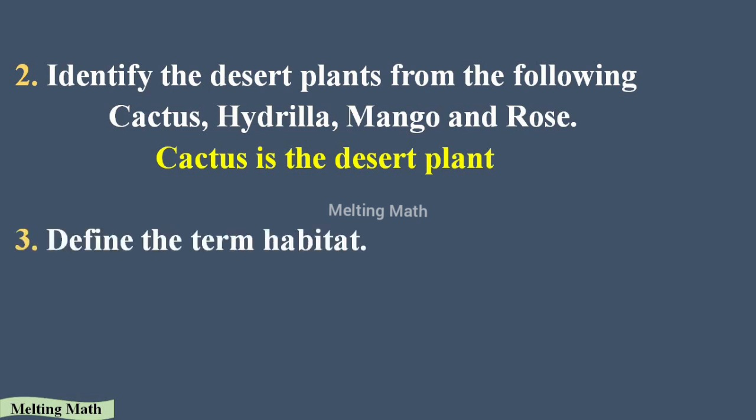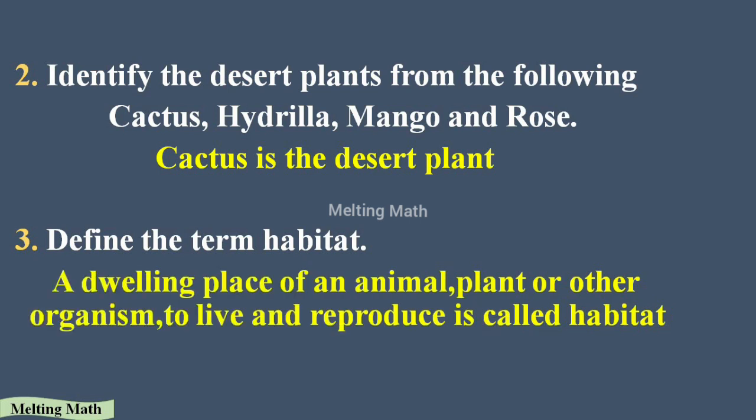Next is the third one, define the term habitat. So we know it as a dwelling place of an animal, plant or other organism to live and reproduce is called the habitat. Dwelling place is nothing but, as I already told, a home place of a plant and animal or some other organisms. Okay, this is a definition.